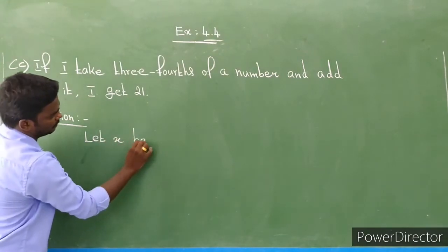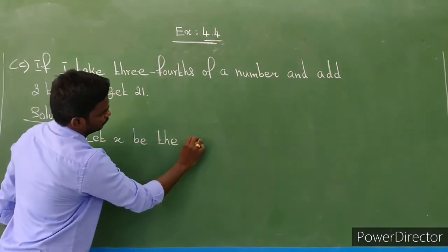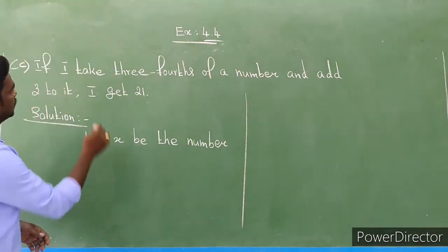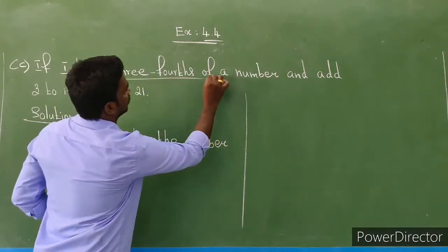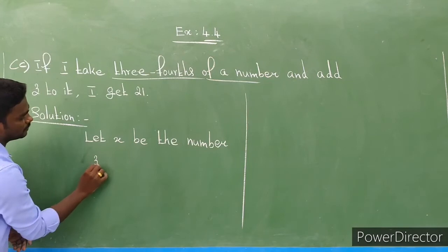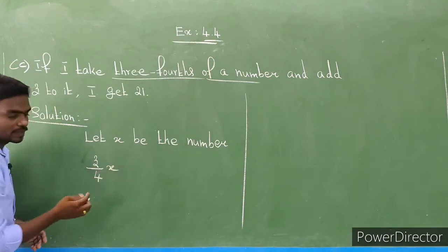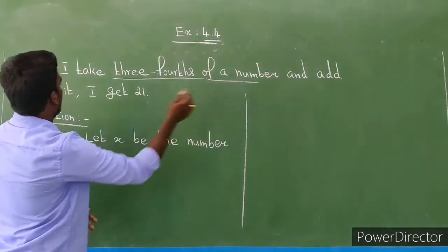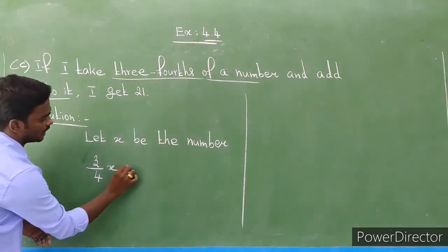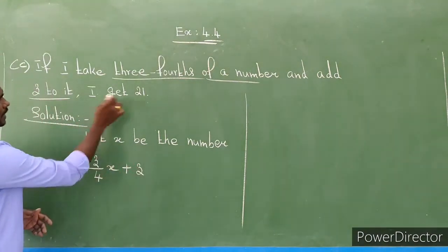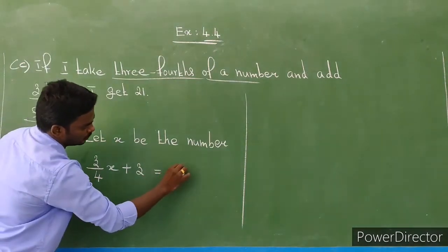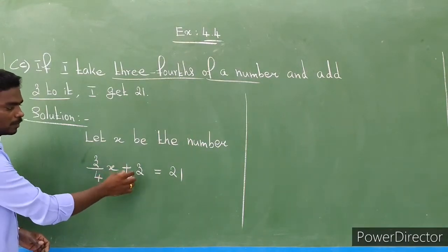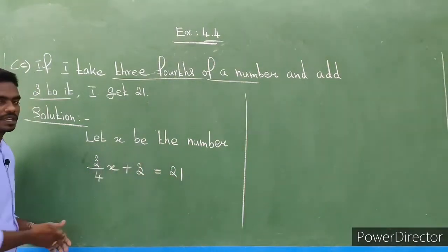let x be the number. If I take 3/4 of a number, 3/4 of a number means 3 by 4 into x. 3/4 of a number and add 3 to it. So we can add the number to 3. I get 21. So 3/4 of a number plus 3 is equal to 21, which is our required equation.